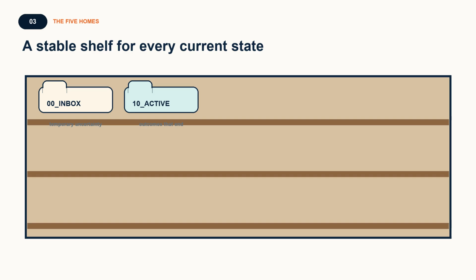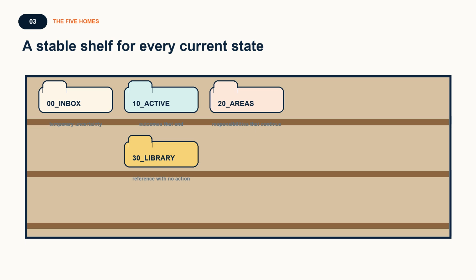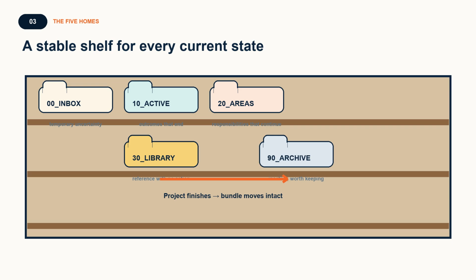Create one root folder and place 5 homes inside it. 00 inbox holds temporary uncertainty. 10 active holds outcomes with an endpoint, such as a trip, application, client delivery, or home move. 20 areas holds responsibilities that continue, such as home, finance, or recurring work. 30 library holds useful reference with no current action: manuals, research, inspiration, and reusable assets. 90 archive holds inactive work that is still worth keeping.